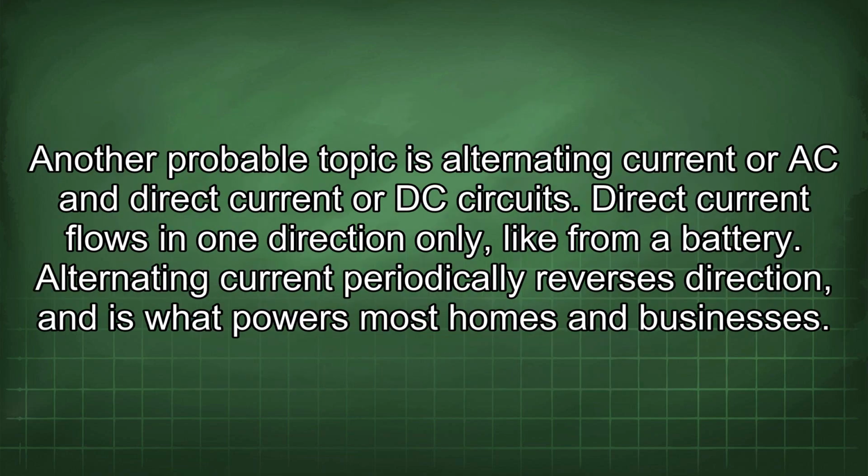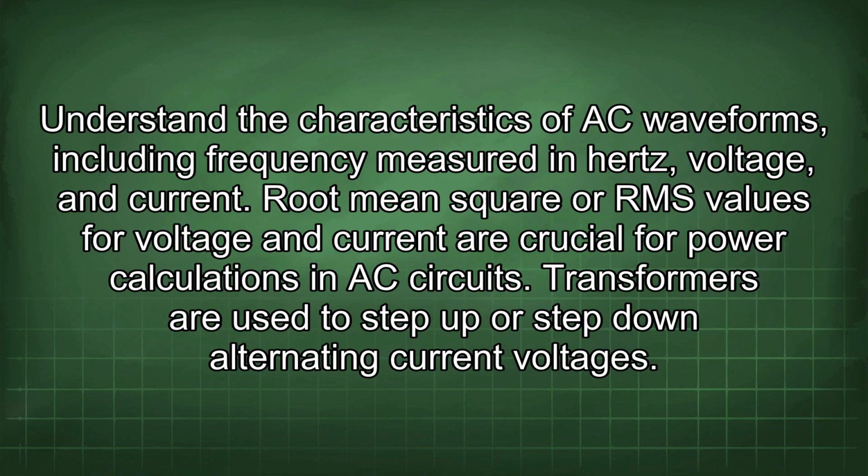Another probable topic is alternating current or AC and direct current or DC circuits. Direct current flows in one direction only, like from a battery. Alternating current periodically reverses direction and is what powers most homes and businesses. Understand the characteristics of AC waveforms, including frequency measured in hertz, voltage, and current. Root mean square or RMS values for voltage and current are crucial for power calculations in AC circuits.